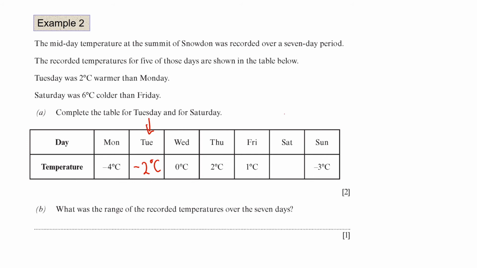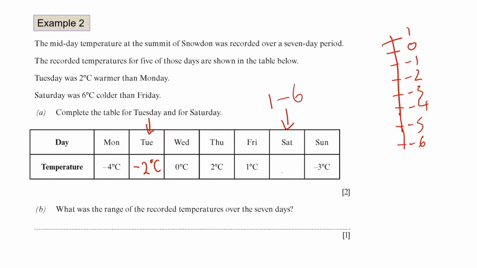And then for Saturday, to fill in this blank, it tells us that it was 6 degrees colder than Friday. Friday was 1 degree. Now again, if you want, feel free to use a number line to help you when working these out. Here what we need to do is work out 1 minus 6, because 1 was the temperature on Friday, which gives you a temperature of -5 degrees Celsius. So here you start on 1, count down 1, 2, 3, 4, 5, 6. The answer is -5.